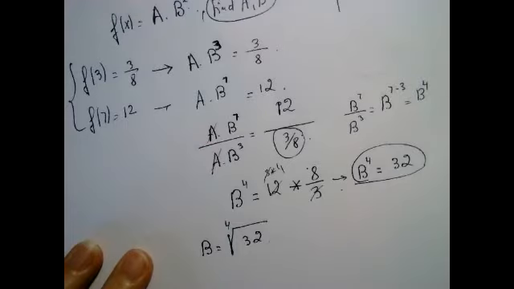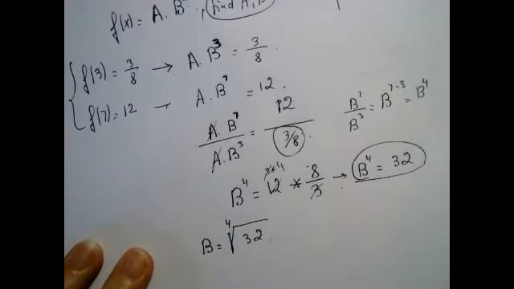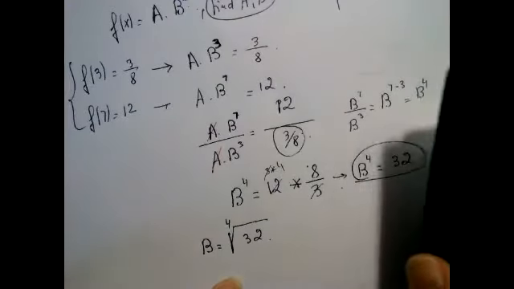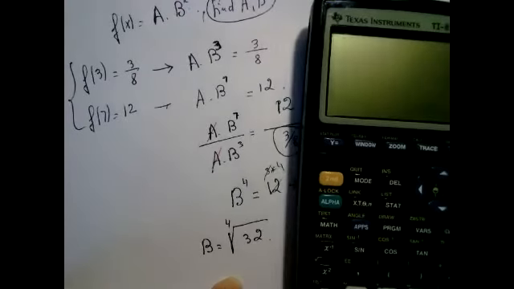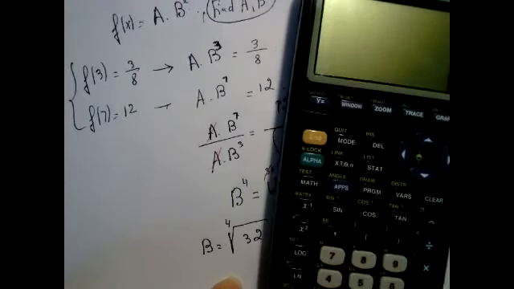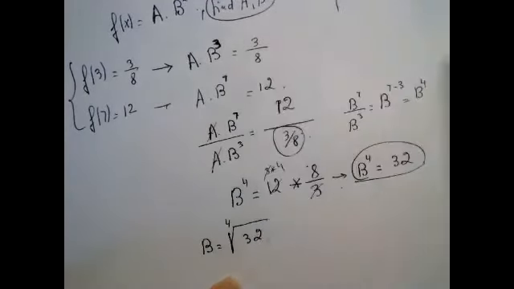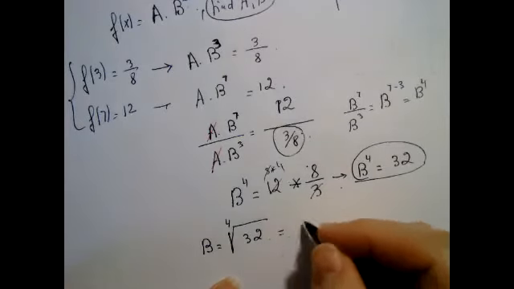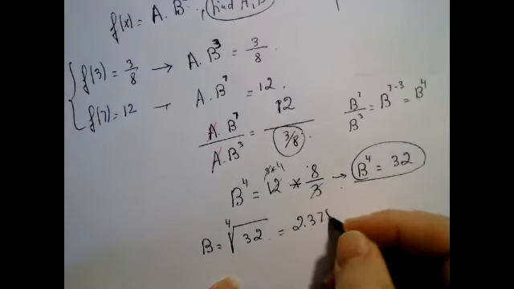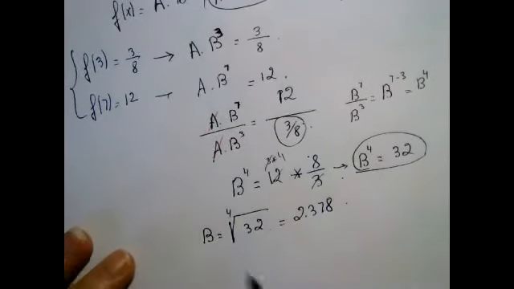Am I right? If I make a mistake, it's your problem. You guys have to correct me. So what is B equal to? What's the 4th root of 32? It's not a very nice number, actually. So we're going to take 32, evaluate it to the power 1/4, and I'm getting 2.378. That's my B.